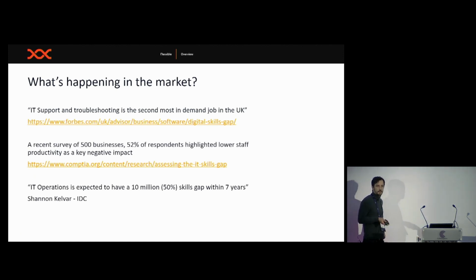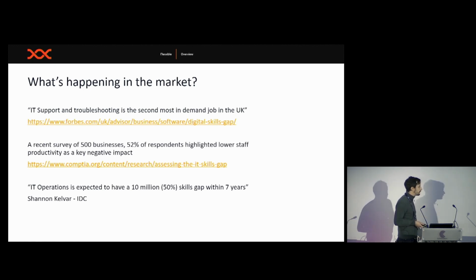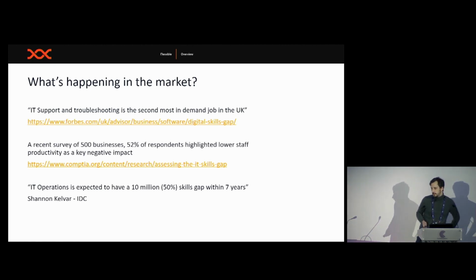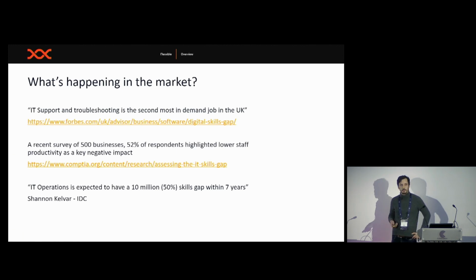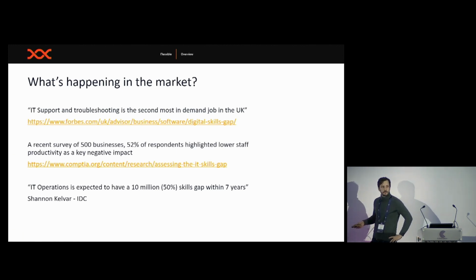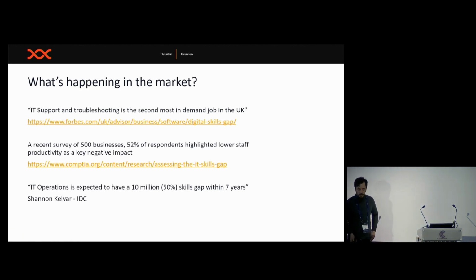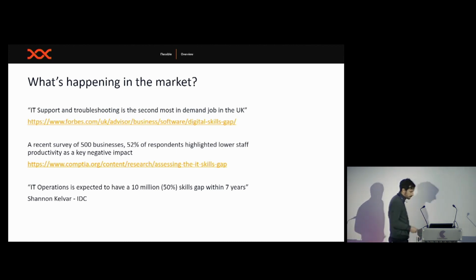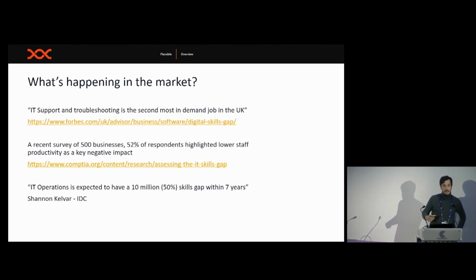Shannon Kalvar's a really interesting dude if you ever get a chance to talk to him. Before he was an analyst for IDC, he was a demographer. So we looked at different demographics of people professionally. He worked in energy and all kinds of other fields, and then he ended up in IT and technology.